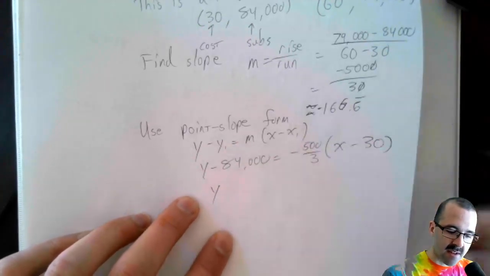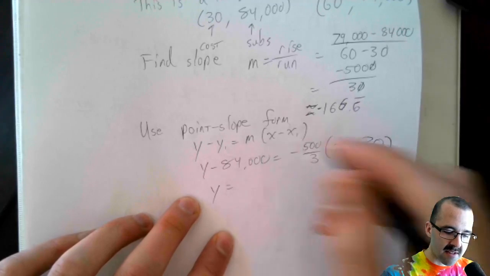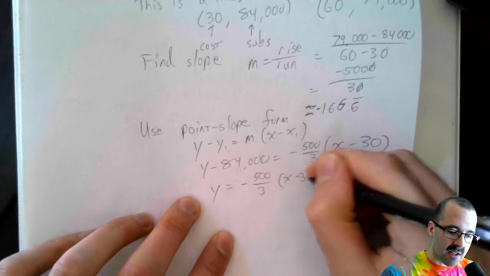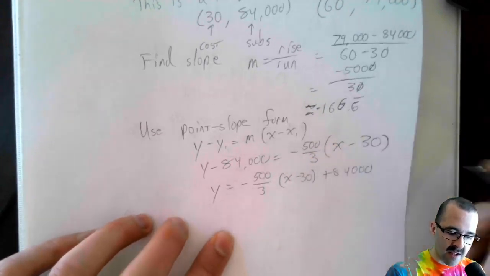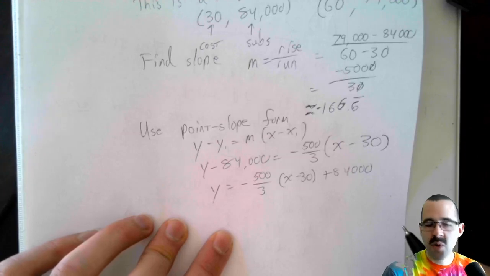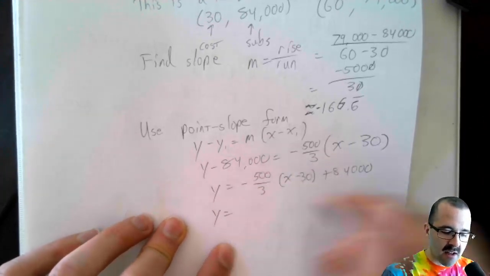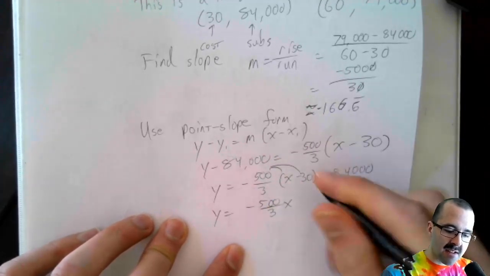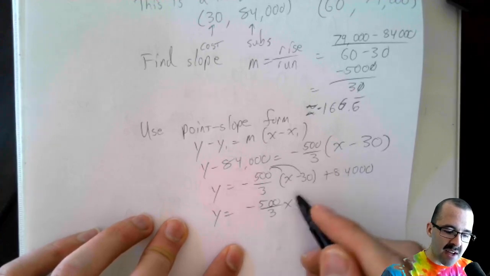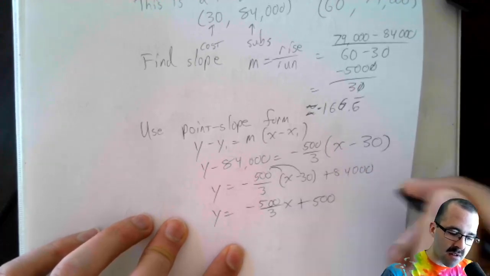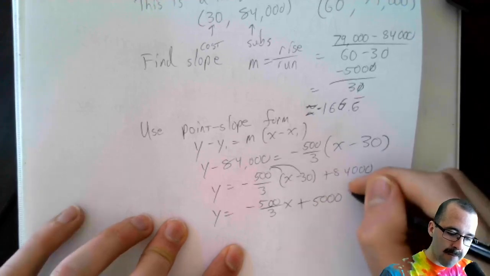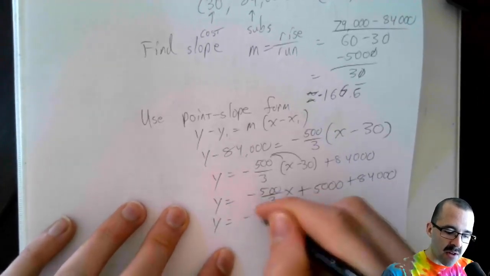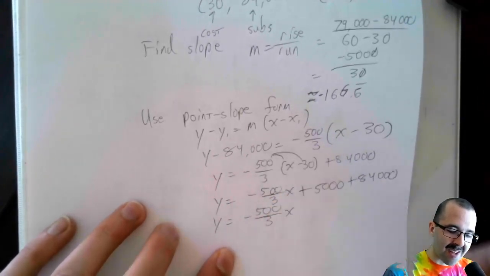We can write this another way, right? Add 84,000 on both sides. You get negative 500 over 3 times x minus 30 plus 84,000. And most people like slope-intercept form, so if you want to use slope-intercept form, you're going to have to distribute that. If you distribute this coefficient, you get negative 500 over 3 times x plus, when you multiply this out, I believe you get 5,000, plus 84,000. There are quicker ways of doing this, but this one's a little bit more straightforward anyway than the other stuff.